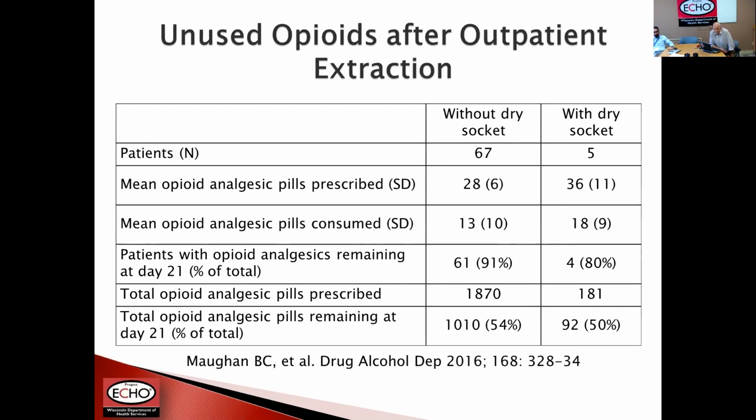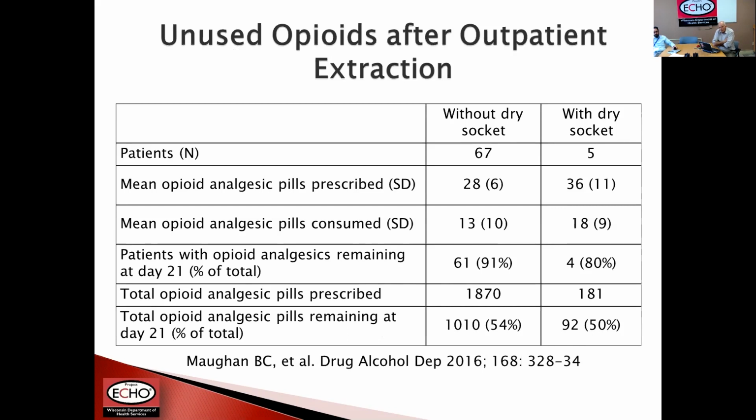If you look at the number of actual pills prescribed, it's not like everybody got 1,870 tablets, but if you divide the 1,870 pills by 67, for example, you get a number approximating about 28. That's really not new information, but what's really interesting is that about half of these were left over. 54% of those 1,870 tablets were left over at the end of 21 days.